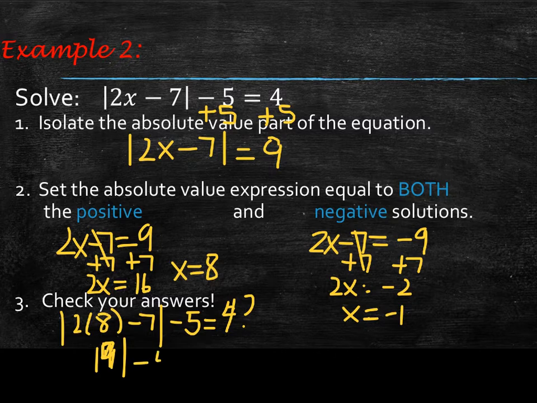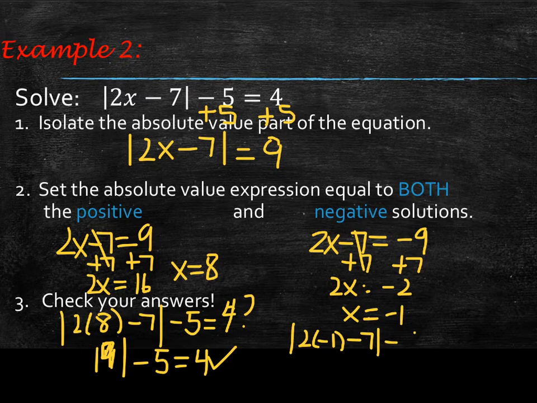and then minus 5, would in fact equal 4. So that one checks. Let's check this next one. So we've got the absolute value, 2 times negative 1 minus 7 minus 5, and does that equal 4?